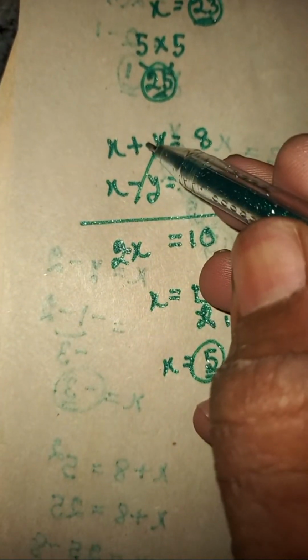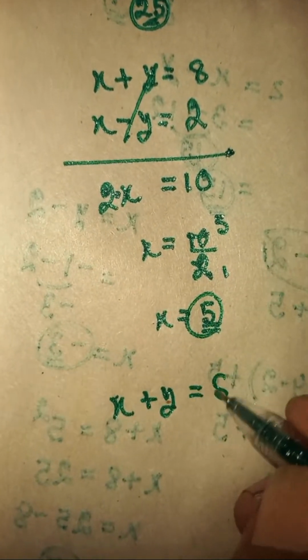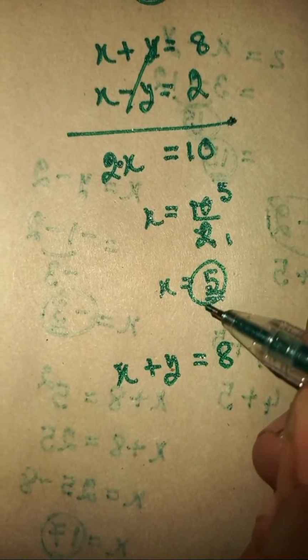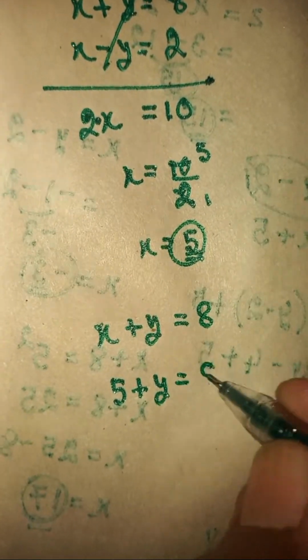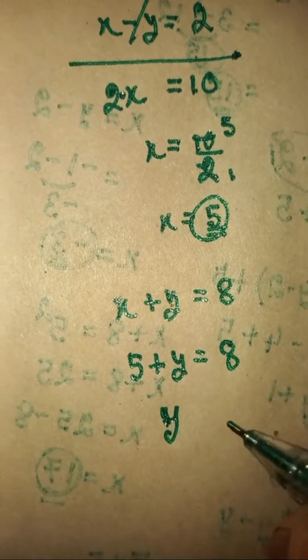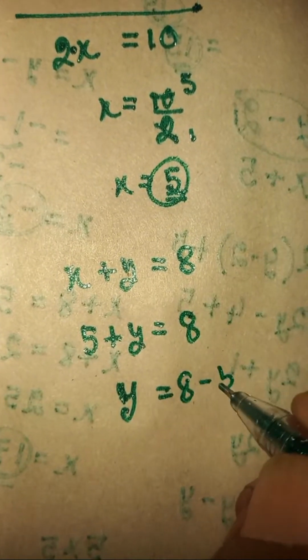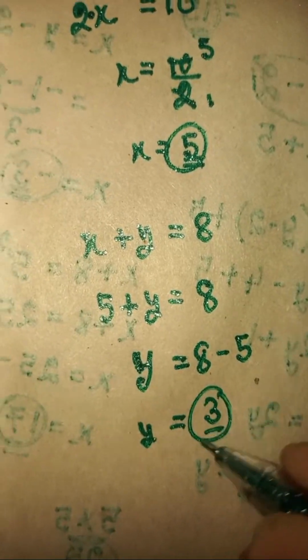Let's find out the value of y, using x plus y equal to 8. Now the x value is 5, so put x equal to 5. 5 plus y equal to 8. Now send this 5 to the other side, y becomes equal to 8 minus 5. So the y value is equal to 3.